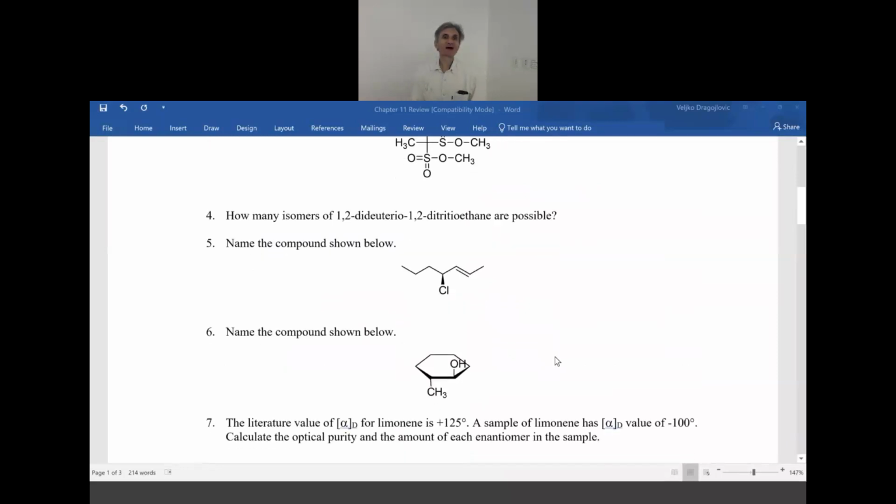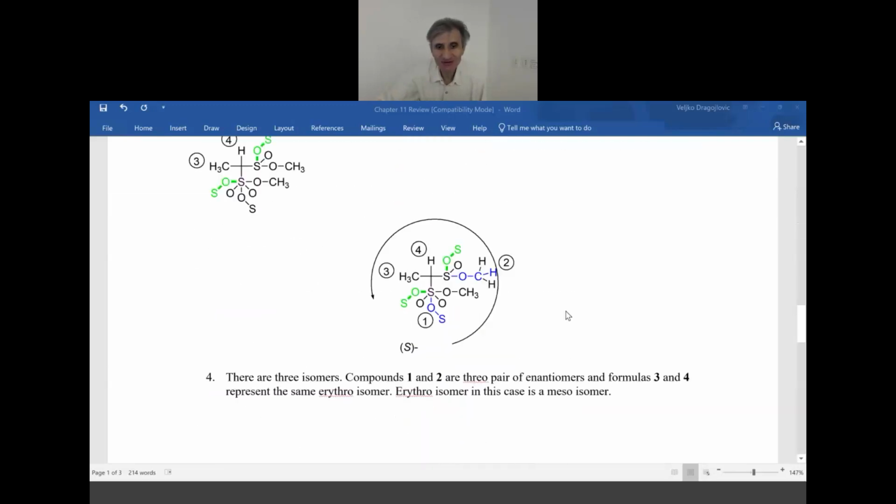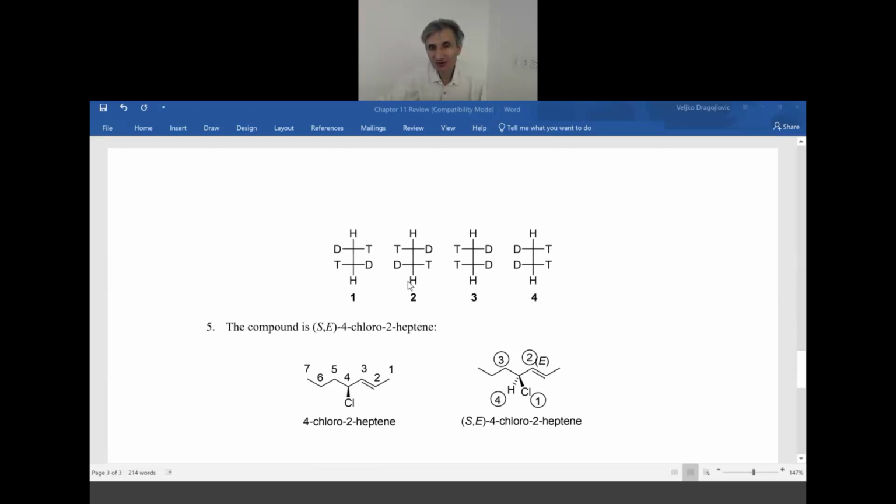Question number 4. How many isomers of 1,2 dideuterio 1,2 ditritioethane are possible? So you need to know deuterium is an isotope of hydrogen, tritium is an isotope of hydrogen, and simply what you do is you draw this compound and draw all possible isomers. The easiest way to figure that out is to draw Fischer projections. Fischer projections are really convenient for things like this. And so you draw all 4 possible isomers.